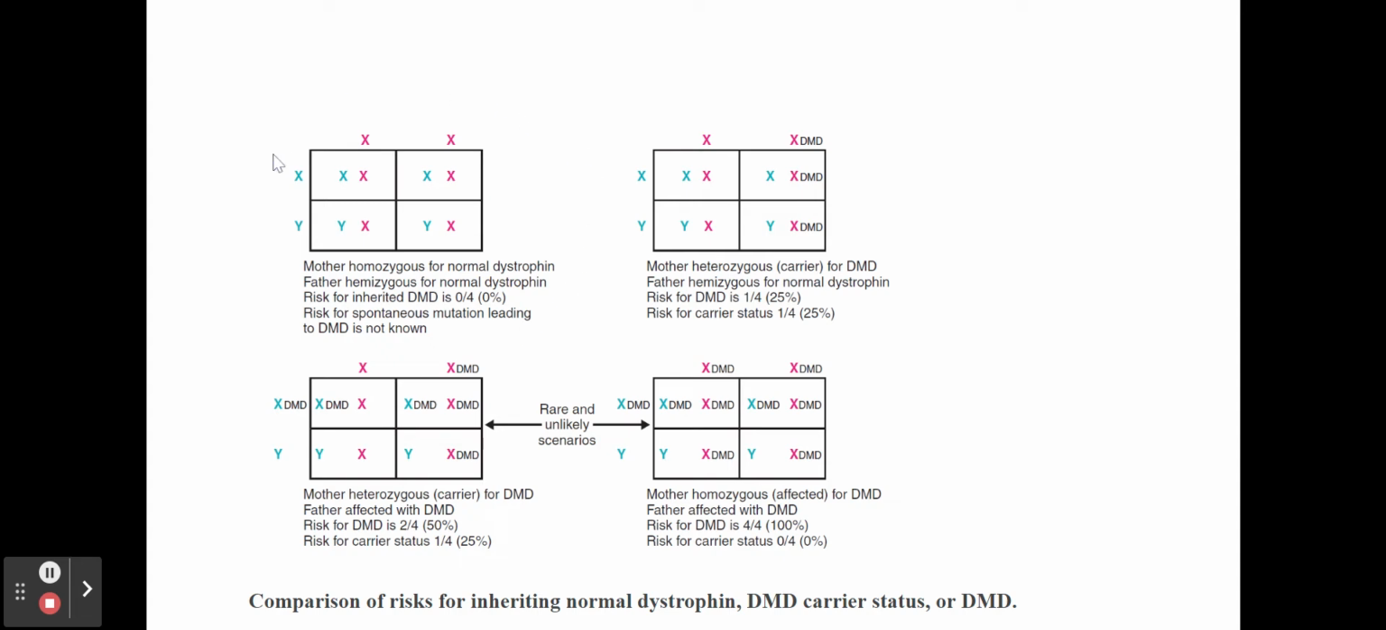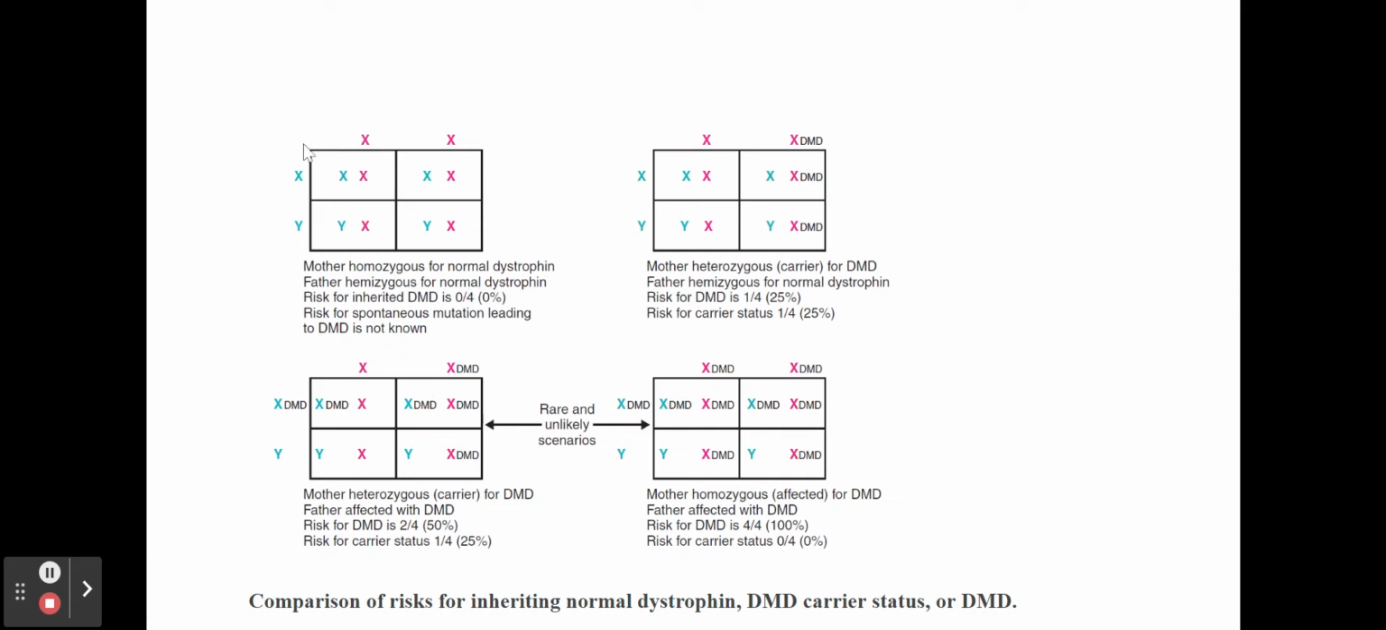If we're talking about straight inheritance, your book has provided these 4 Punnett squares. Now, the bottom here, rare and unlikely scenarios. Duchenne muscular dystrophy usually kills people by the time they're in early adulthood, and by the time they're able to find a mate and reproduce, they're usually pretty severely impacted by the disease. So these are unlikely scenarios. When we talk about Becker, they might be a little more applicable.